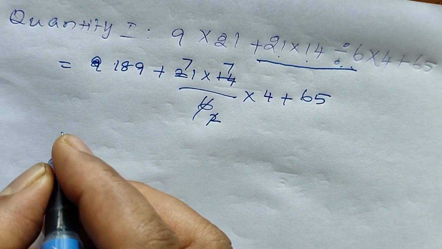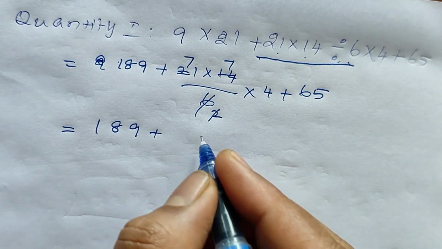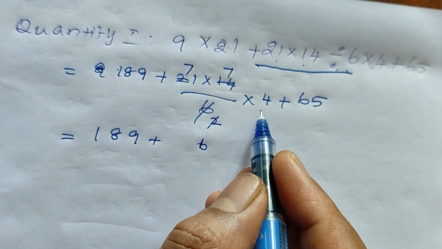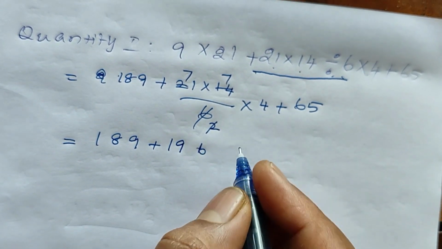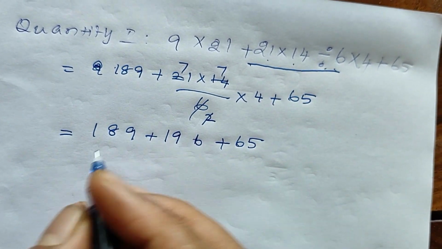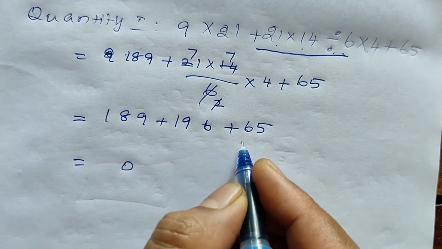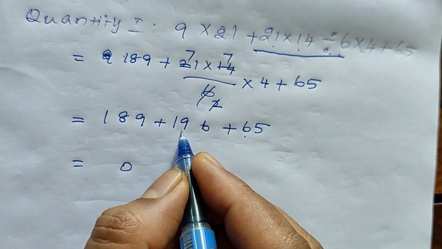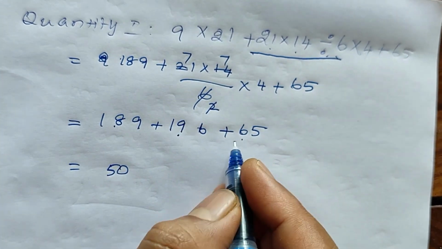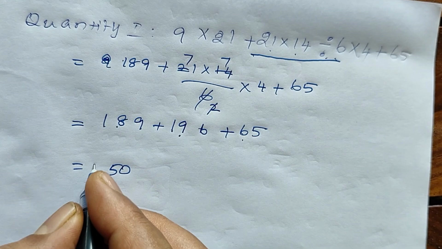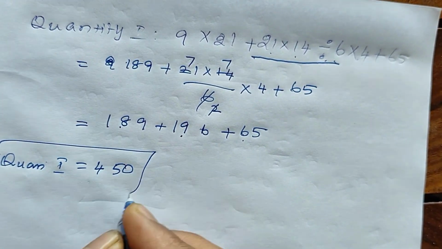Now what you get is 189 plus 7 7s are 49, 49 into 4 is 196, plus 65. So what is the answer? Adding up, we get 450. Quantity 1 is 450.